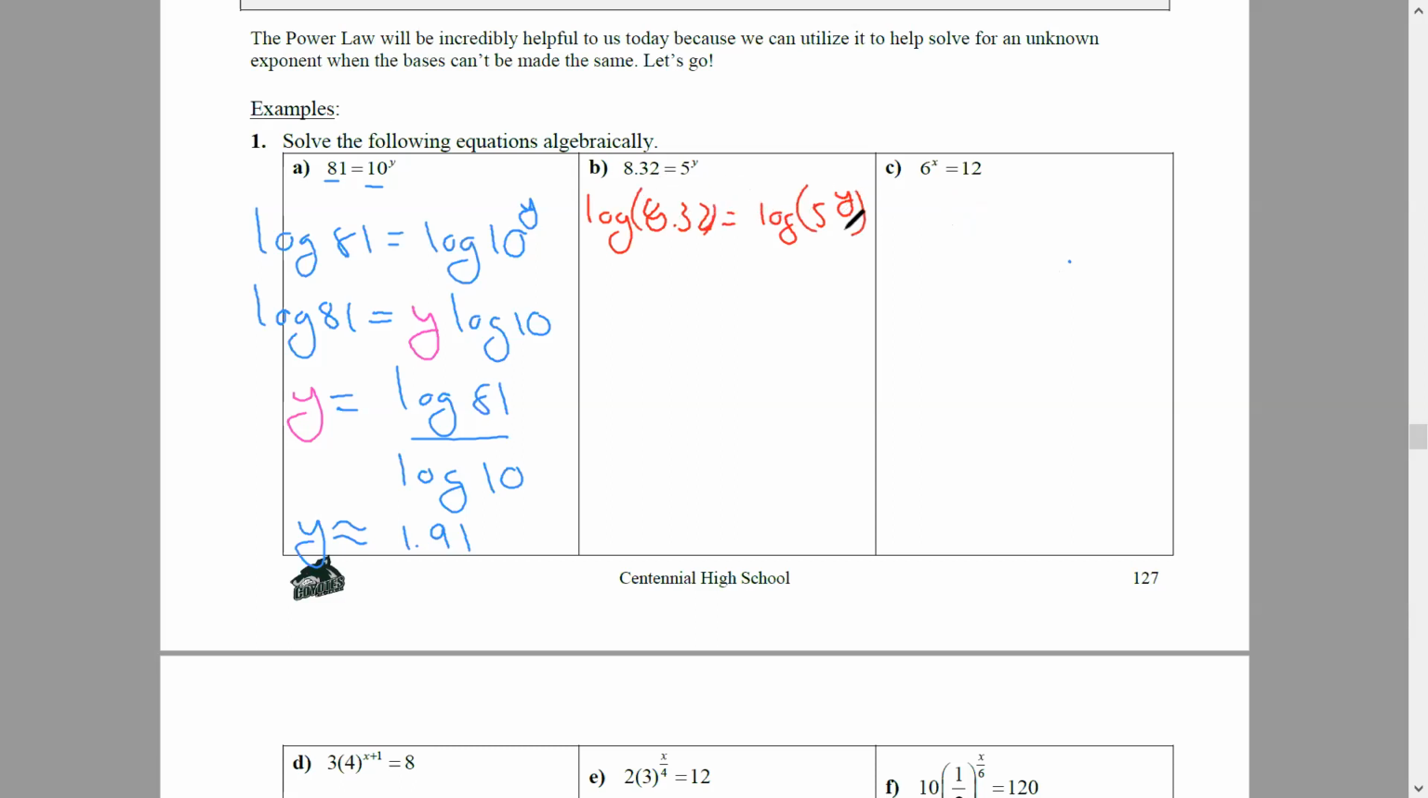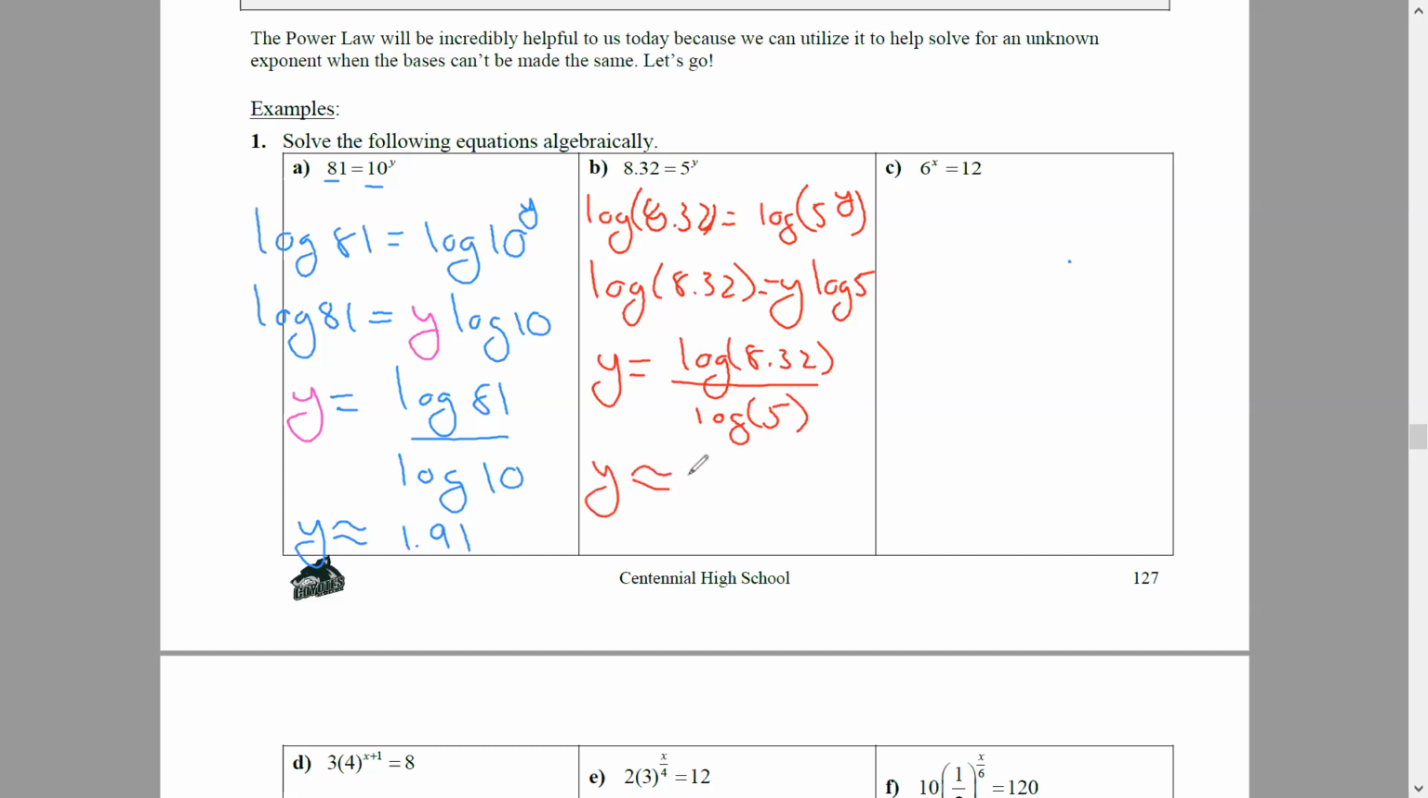Then what I say is, my exponent can become my coefficient right there. And now divide both sides by log 5. And that can be put in my calculator. And we again get an approximate value of 1.3-ish, 1.32 we'll say. Okay, let's keep going. That's it, guys. Once you've got this step, you've pretty much got it.